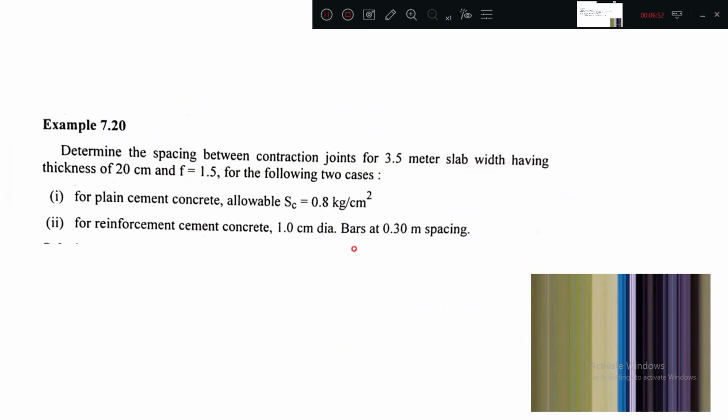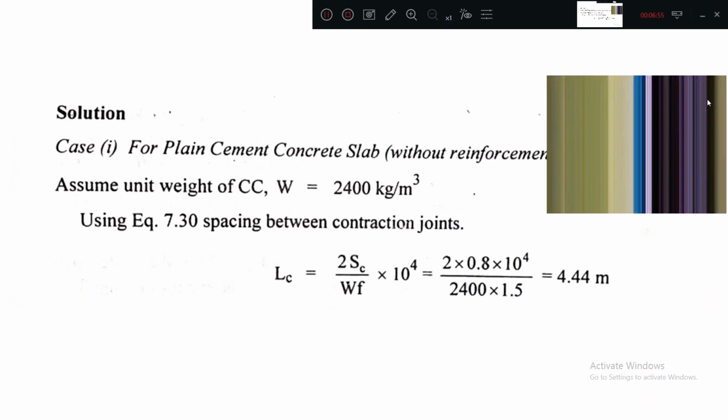Now if you see this problem, without reinforcement, calculate LC for plain concrete. For plain concrete without steel, you assume W as 2400 kg per meter cube. How to calculate the spacing of the contraction joint? LC equals 2 SC divided by W F, into 10 to the power 4. Very simple. SC is given as 0.8. W is the unit weight and F the frictional coefficient. Whatever unit you put, the answer comes in meters.